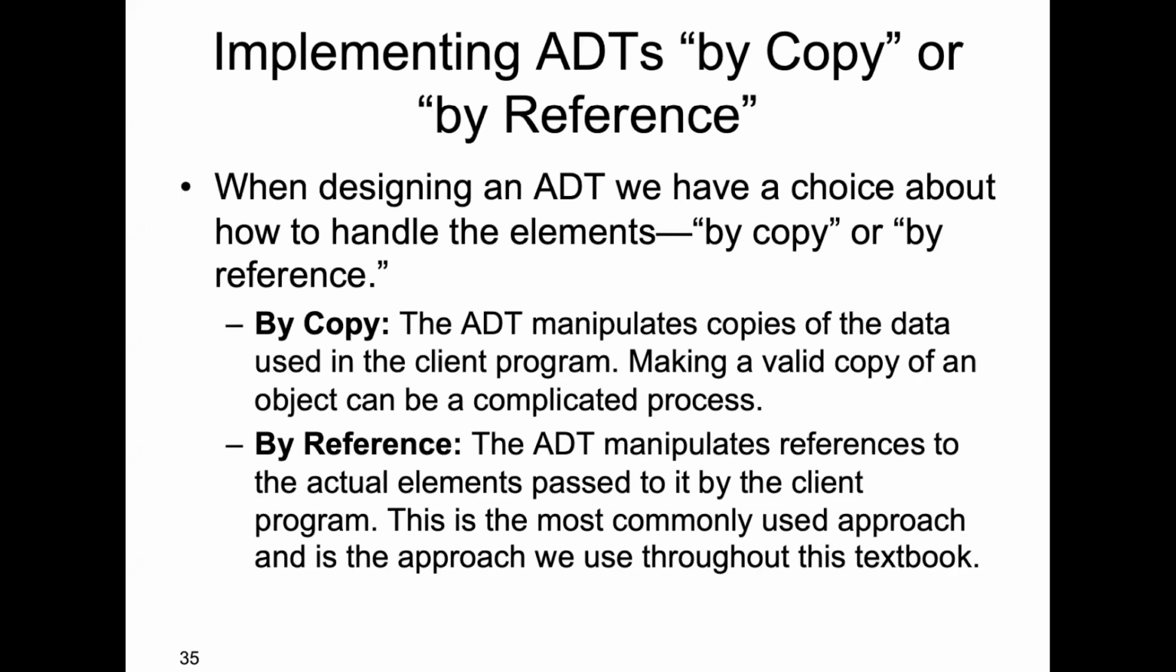When designing an ADT, abstract data container, we have a choice about how to handle the elements. Either we handle them by making a copy of them or by making a reference of them before passing them around. So let's talk about the very first approach, by copy. This is when we have to make a copy of the object or data used in the client program. And this data could be an array of elements or it can be an object of objects.